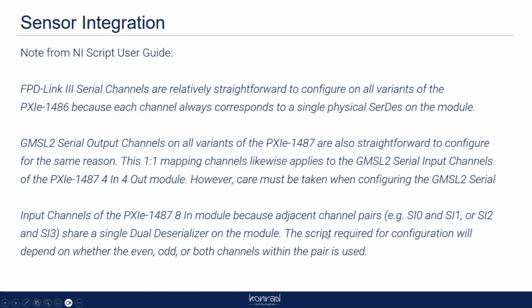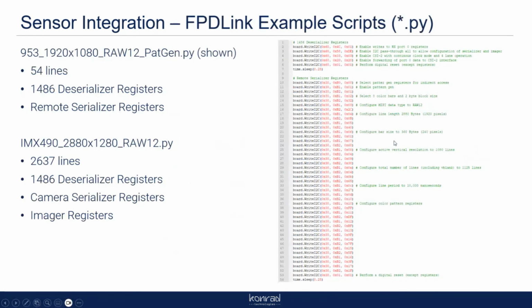But in general, sensor integration looks like this. This is an example script from NI for their 1486. It's for pattern generation, because the 1486 and FPD-Link can do pattern generation as a test without even having the sensor connected. And then they have another one for this IMX490 Sony camera. Just to give you an example, the one I showed on the right is 54 lines. Literally, it's a Python script, and it says board, write, I²C. It's not the best documented from NI, I'll say, for an example. It's like, okay, enable pattern gen, select 8 color bars and put things in there.